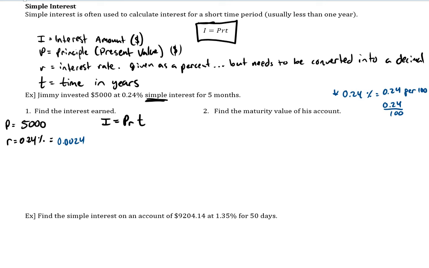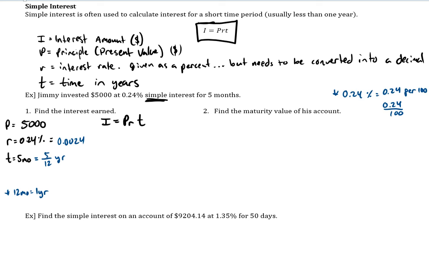And then our T is 5 months. We have to be careful, that's in months. Let me put MO for months. But we need to convert that into years. We know that there are 12 months in 1 year, so we just need to do some division: 5 months per 12 months. So this is 5/12 of a year. That's how we can convert that. From there, we can change it to a decimal, but often we'll use a calculator anyway.